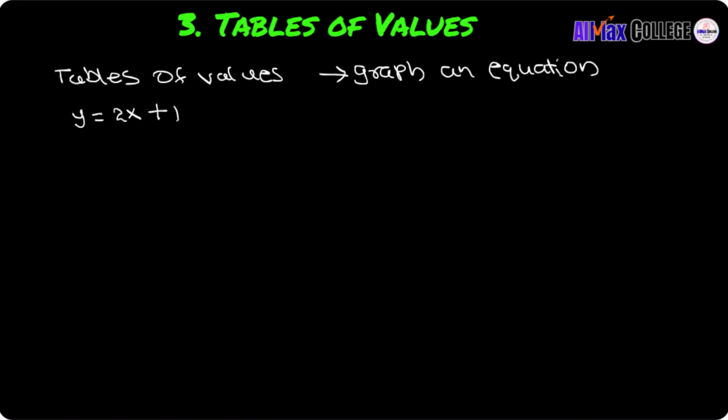A table of values is just an organized list. Like this. It's a table.